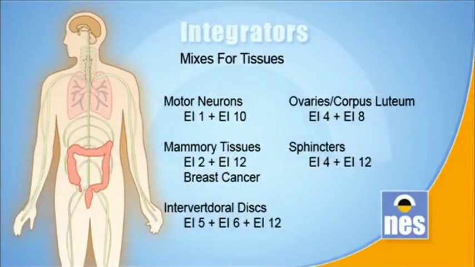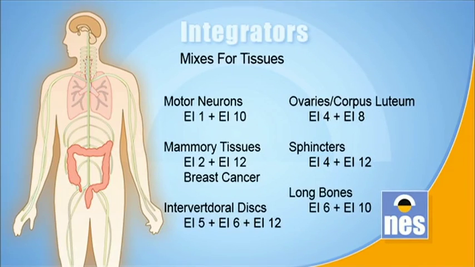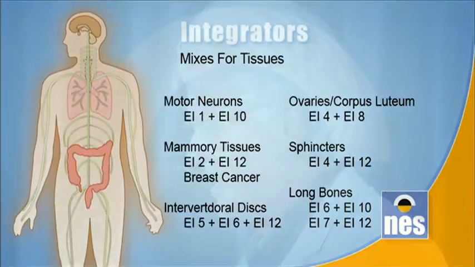The last one is for bones, the long bones, 6 plus 10. Integrator 6 plus 10. The cartilage on the end of the bone that goes wrong in arthritis, you can use 7 plus 12.